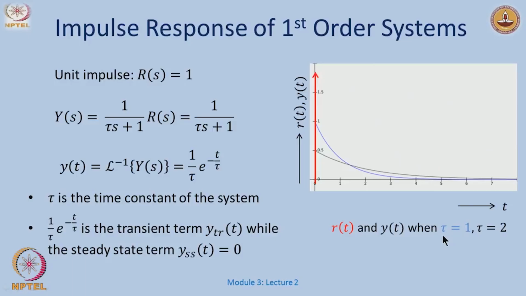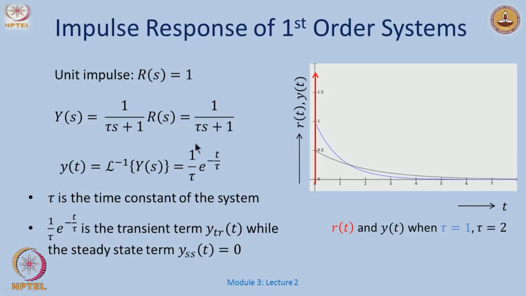If I choose a particular value tau equal to 1, then my response dies this way. For tau equal to 2, I have something like this. So you can see that with changing time constants, the response also changes. For example, the blue line, which has a smaller time constant, approaches the horizontal line faster than the black line, which has a higher time constant. How does it look in terms of the steady state and the transient response? This term, 1 over tau e power minus t over tau, is called the transient term.